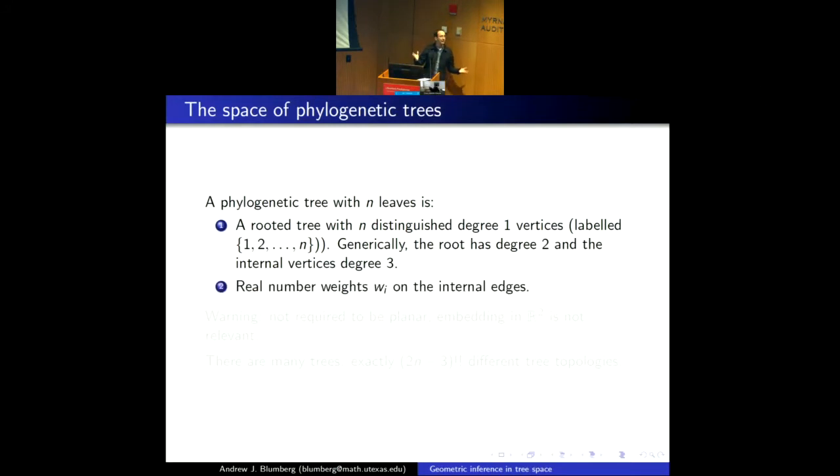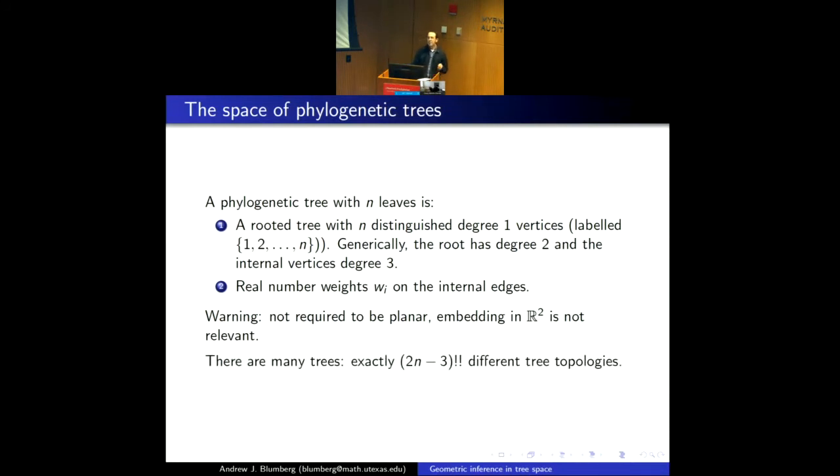And we think about having weights, so numbers labeling at least the internal edges and maybe the edges connecting to the leaves. One warning, and the picture will make this clear, is that these are not required to be planar trees. There are different ways of drawing pictures of these, and we want to identify all of those. And one key point to mention at the outset is that there are many, many tree topologies, I mean, branching patterns. So if you have n leaves, there are (2n-3)! branching patterns. And this is an enormous number. This grows very, very fast. And it's this rate of growth that makes some of the mathematical problems interesting or hard. And I'll say more about that as we go on.